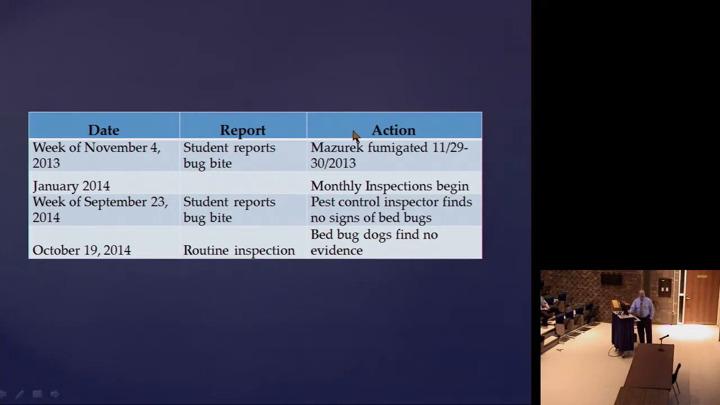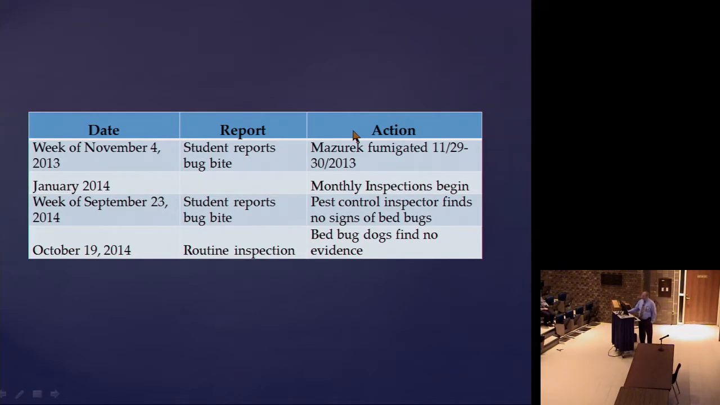So the first report that we had was the week of November 4th in 2013, and a student did stop at the library desk and said that she had bed bug bites. And so, utilizing the university's pesticide control in-house service, it was determined that what we should do is fumigate the Missouri building. So the weekend after Thanksgiving, when everybody was out of the building and the university was closed, I came in and Ms. Martin came in, and we let the exterminator spray the entire first and second floor, which was the recommendation at that time. And I will tell you, at that time, no bed bugs were seen at all.